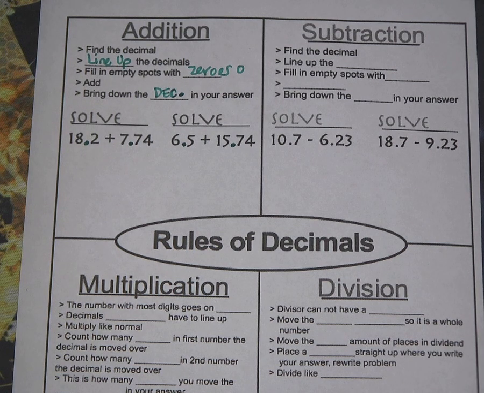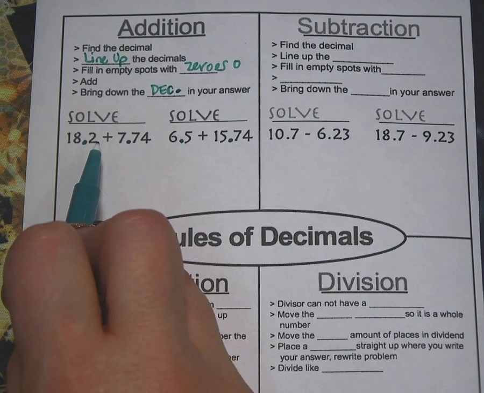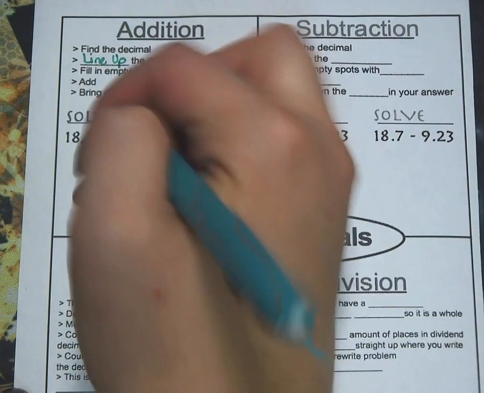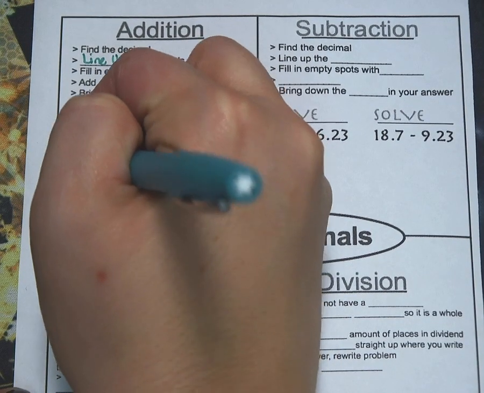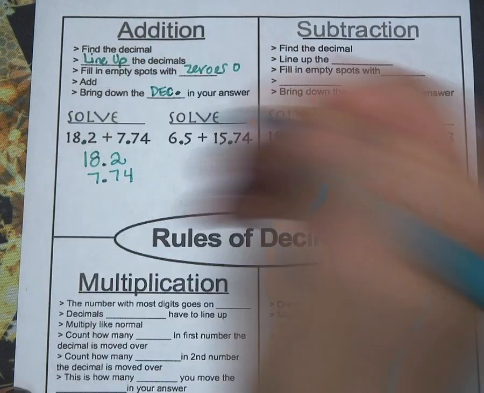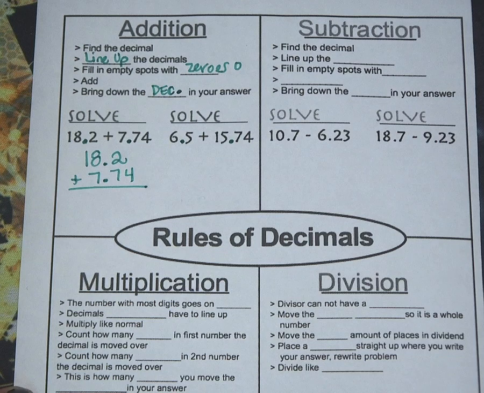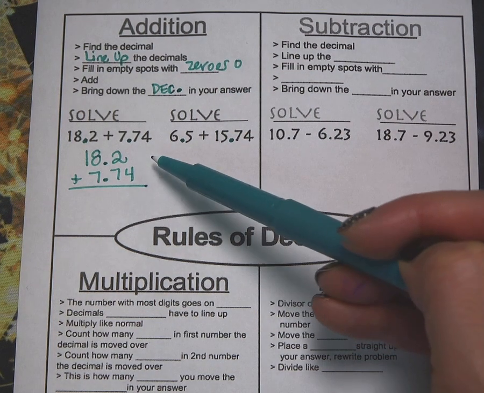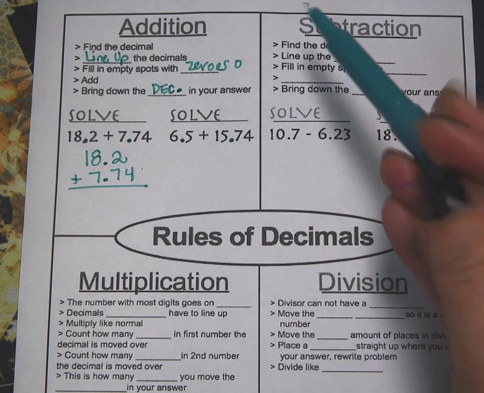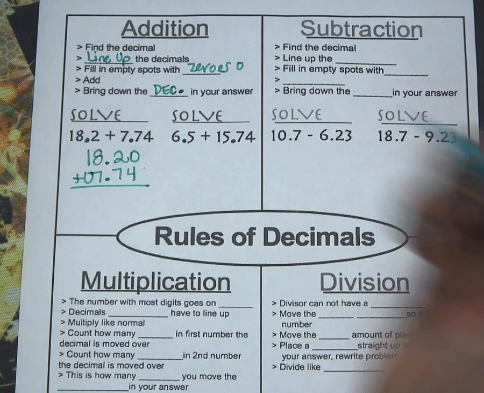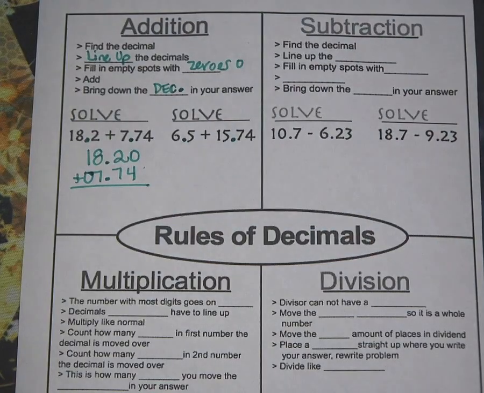So we're going to do that with these examples. We have 18.2 and 7.74. I'm going to line up my decimals, and when I do that, you can see that I have a gap. We talked about the gap if there's an empty spot. So what's going to go above the 4? A 0. Good. We're going to add that 0 in. I can put a 0 over here under the 1. And now I'm ready to add like normal.